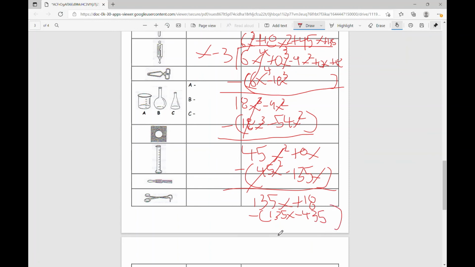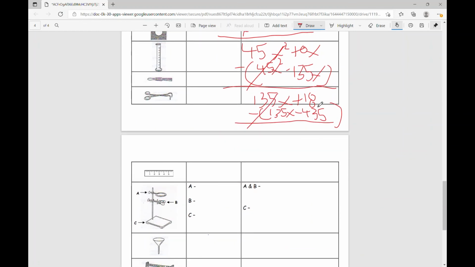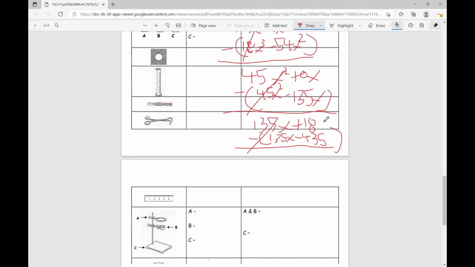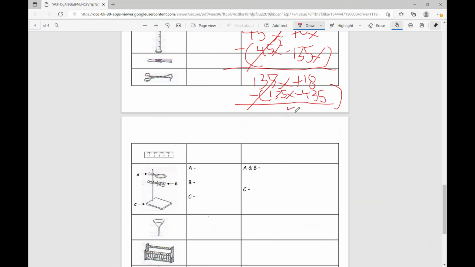Now that we had that, we're going to subtract, because we multiplied everything. This cancels. 18 minus negative 405 is the same as 405 plus 18, which is 423. And now notice that we have a remainder. We have a remainder of 423.